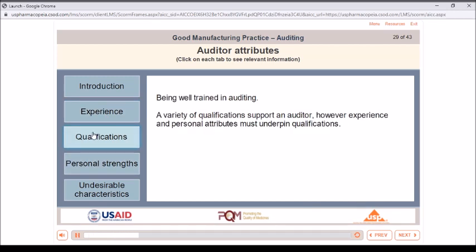Qualifications. Being well trained in auditing. A variety of qualifications support an auditor. However, experience and personal attributes must underpin qualifications.